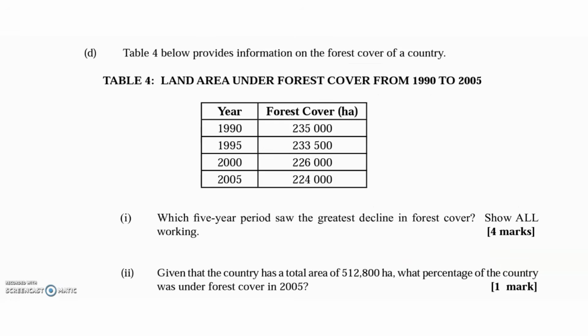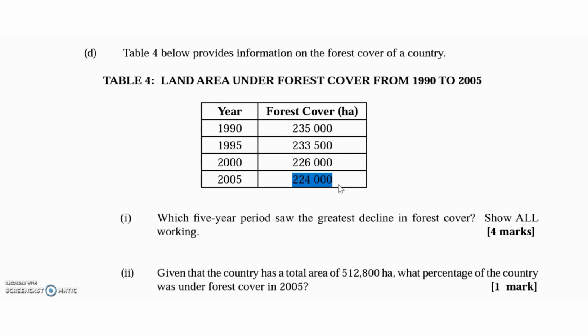All right, Part D. Table 4 below provides information on the forest cover of a country. We have Table 4, land area under forest cover from the year 1990 to the year 2005. This is in fact 15 years. If you look at it carefully, you are seeing forest cover depreciating from 235,000 in 1990 to an estimated 224,000 progressively in the year 2005.